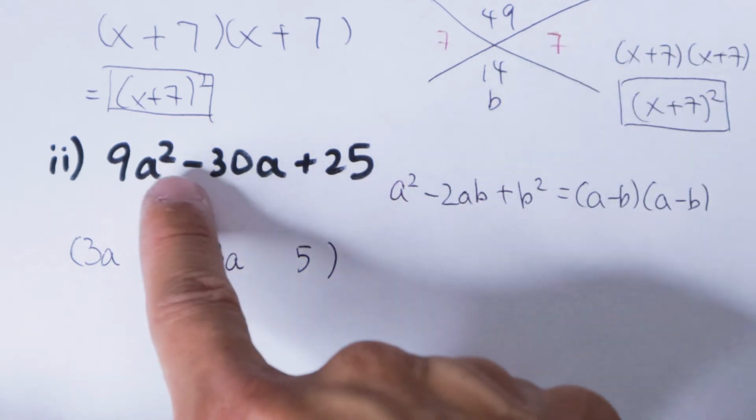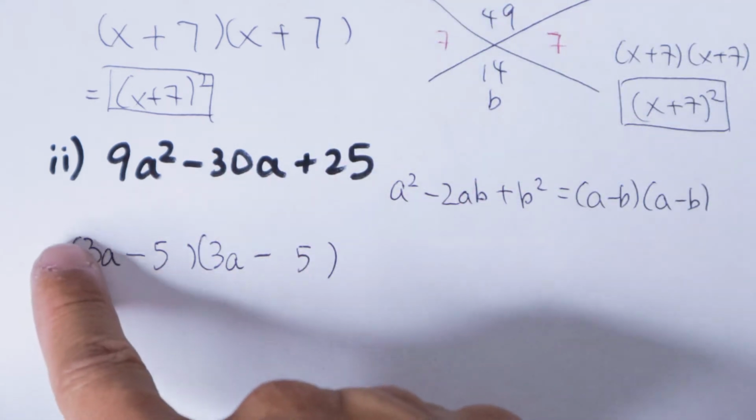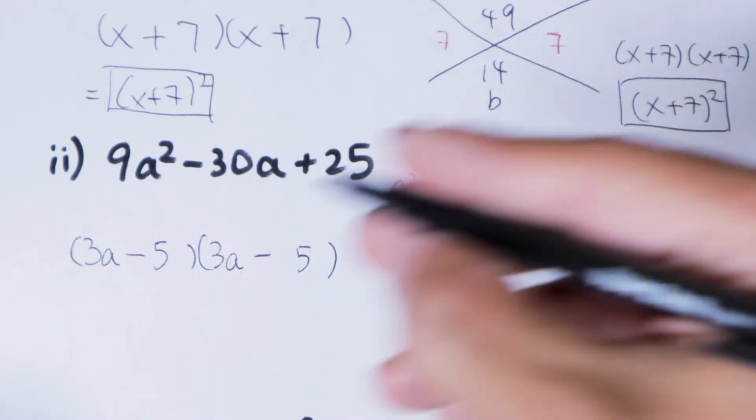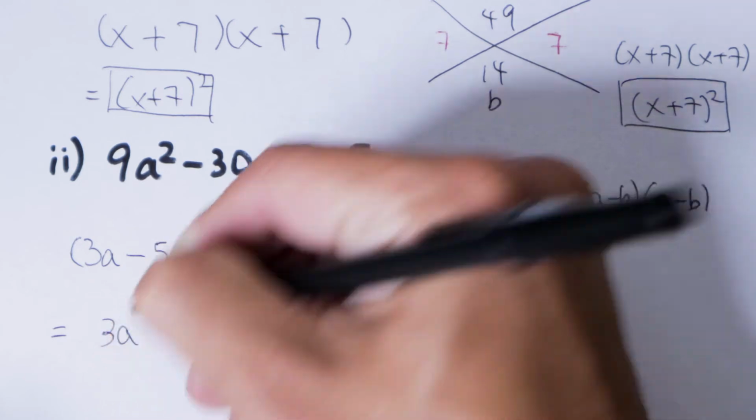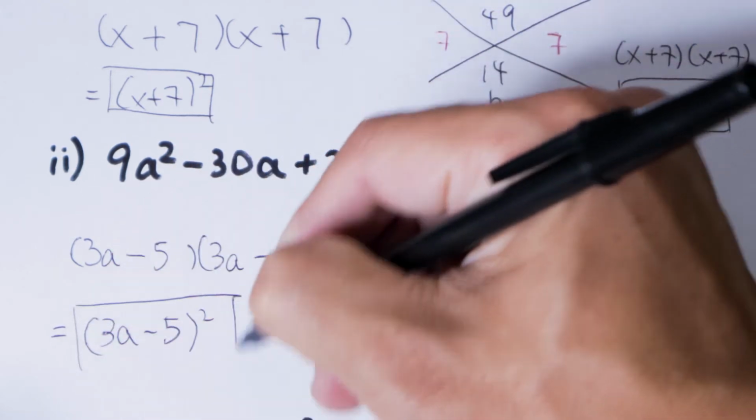So therefore, the middle term matches the formula. And since the middle term has a minus sign, both parentheses are going to have a minus sign. So it's going to be 3a minus 5 multiplied by itself, which is the same as 3a minus 5 raised to the second power. Okay?